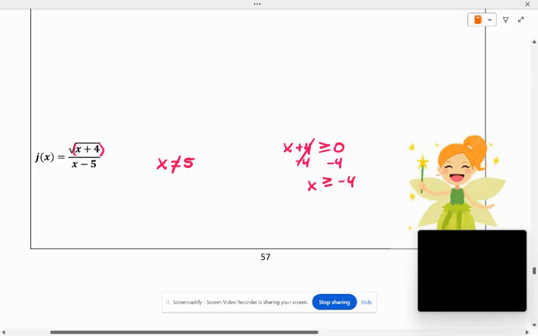What do I do with this information here? Let's put it in our little form here, right? X is an element of all reals such that X is greater than or equal to -4. However, X cannot equal 5.